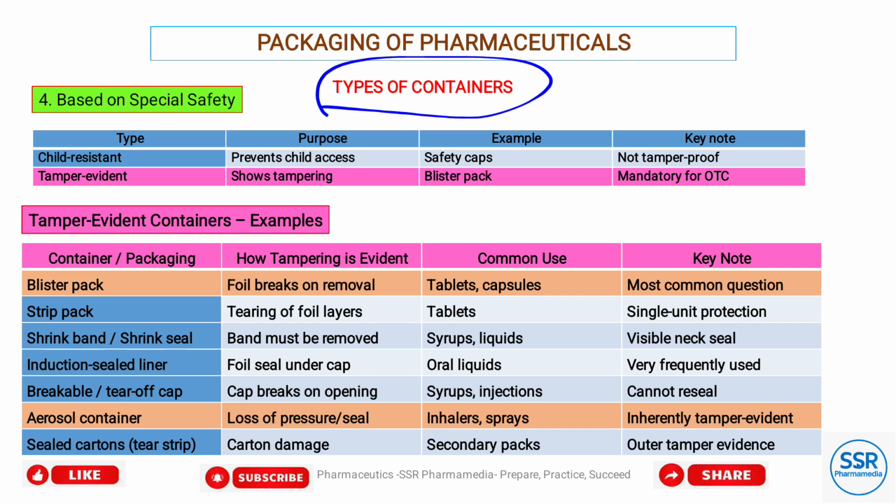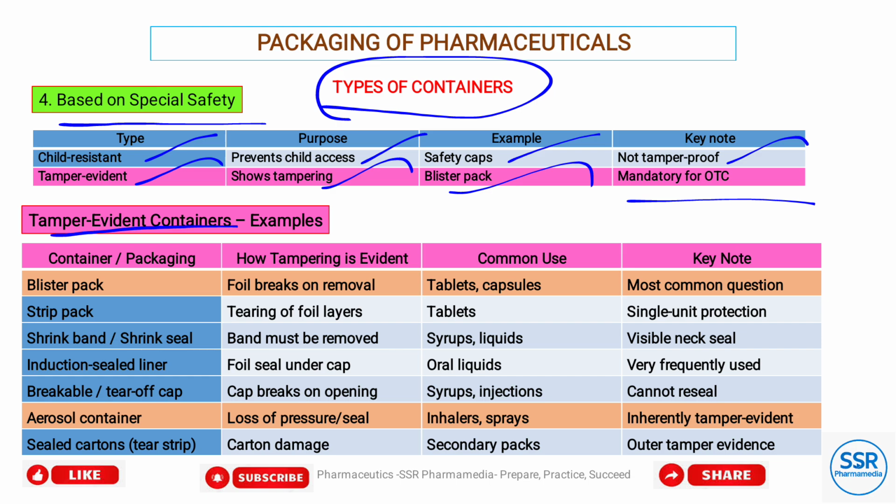So the types of container, it's based on specialty safety: child resistant container, to prevent child access, and safety caps. Example, safety caps, and not tamper proof. And tamper evident container shows a tampering, and blister pack is mandatory for OTC drug, over the counter medication.